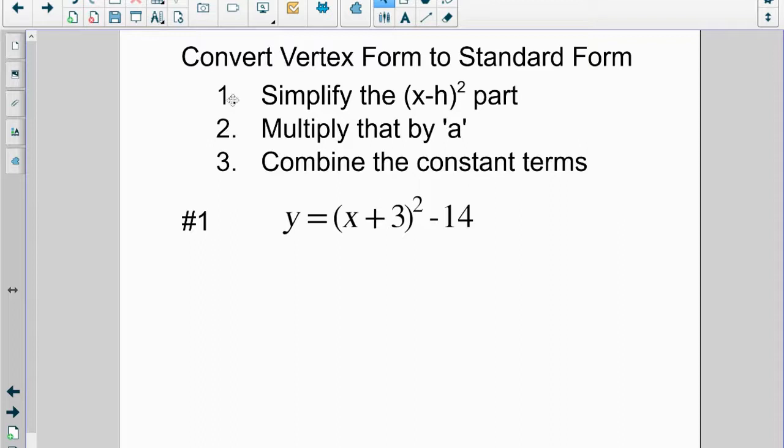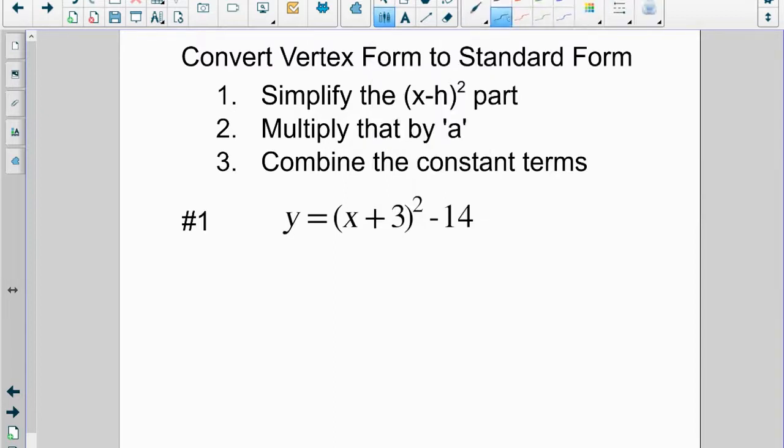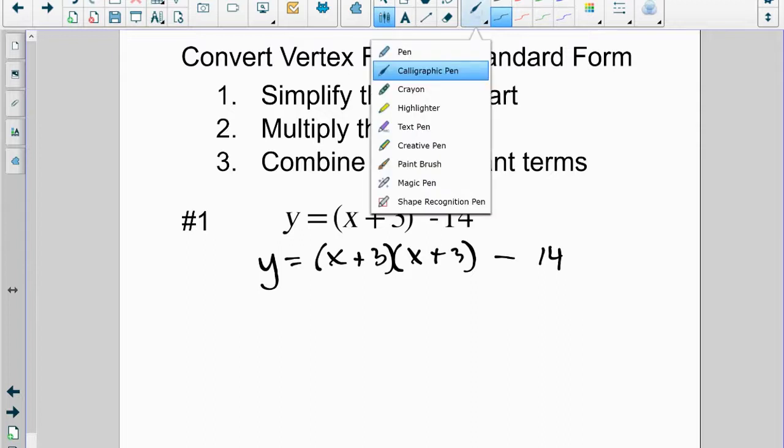So our 3 steps that we're going to follow: the first thing we need to do is simplify the parentheses squared part, remembering that squared means to multiply by itself. In this example, the x plus 3 squared means that I want to multiply x plus 3 times itself. So I'm going to start by writing that out so we can see what that looks like. So x plus 3 times x plus 3, and then we have the minus 14 at the end still.